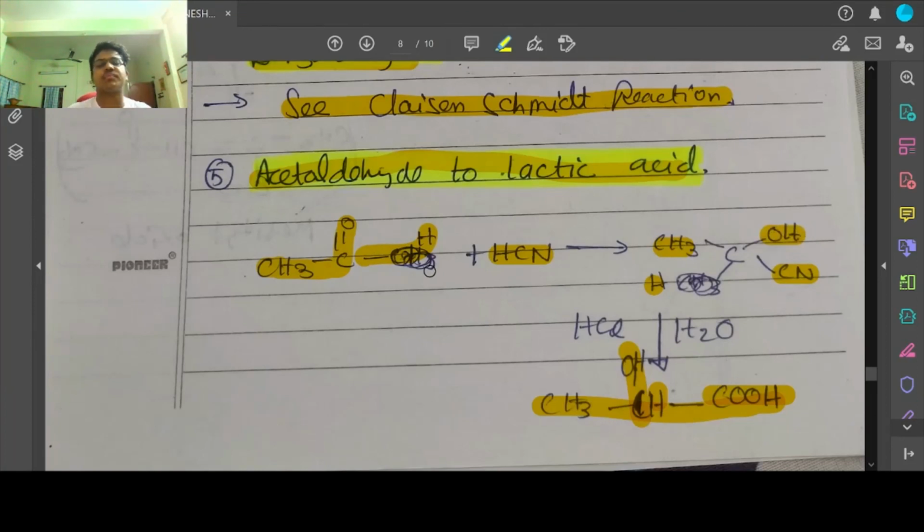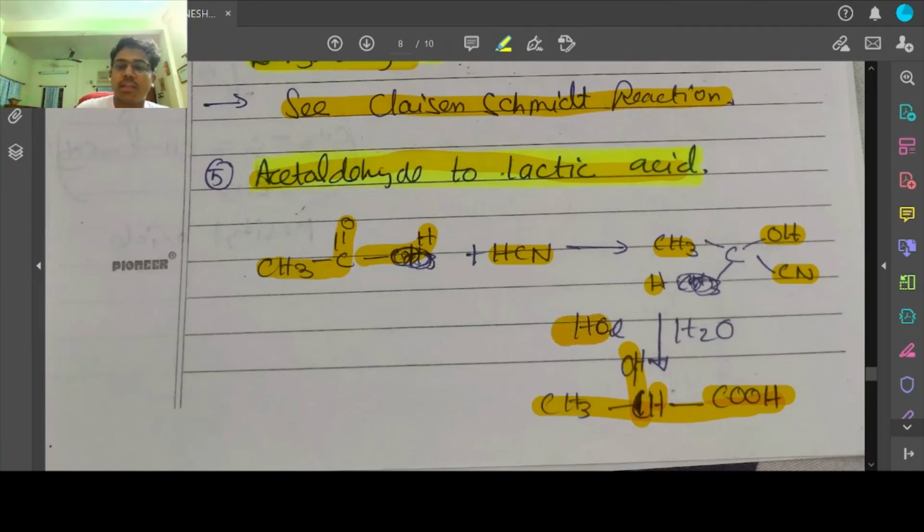Okay, so just see the thing: the HCN bond breaks, hydrogen is positive, cyano group is negative, and in acetaldehyde, in that double bond of oxygen, one bond breaks, oxygen takes negative charge and carbon takes positive charge. So positive will attract negative. So carbon's positive charge reacts with cyano group's negative charge, and oxygen's negative charge reacts with hydrogen's positive charge. So it becomes CH3 CHOH CN. This is known as cyanohydrin.